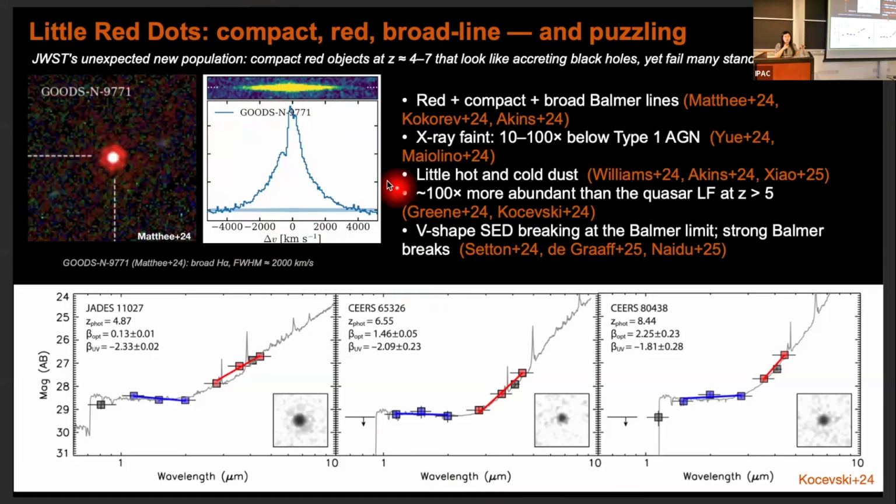First of all, the little red dots are extremely X-ray faint, 10 to 100 times fainter compared to type 1 AGN. Also, the mid-infrared and sub-millimeter observations have been showing that LRDs host little hot or cold dust. And LRDs are also very abundant, more than 10 to 100 times more abundant compared to quasars of similar luminosity at redshift around 5. So while the LRD looks like a massive black hole at first glimpse, it must have some properties that are very different from the supermassive black holes that we are familiar with.